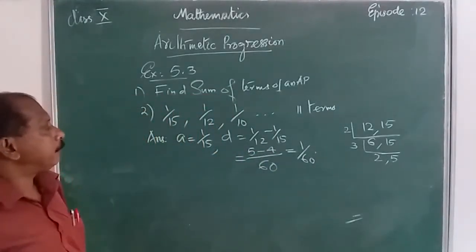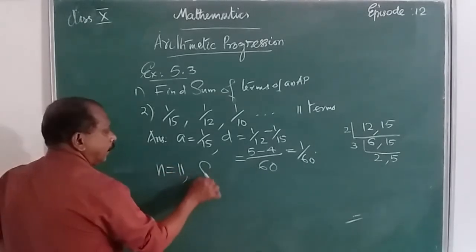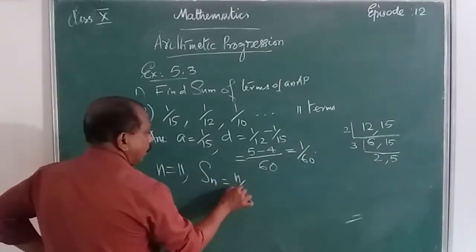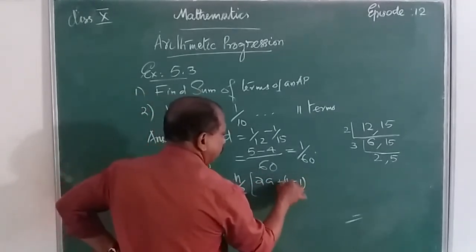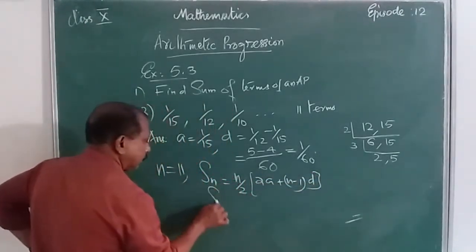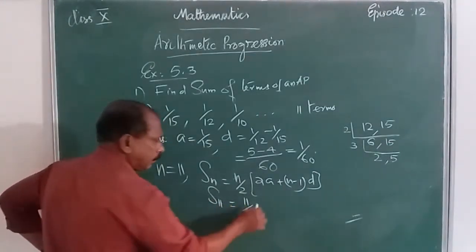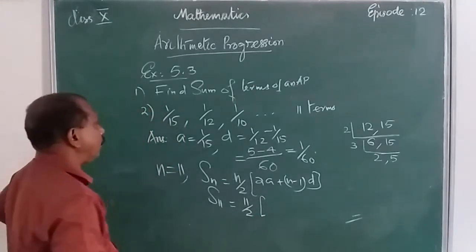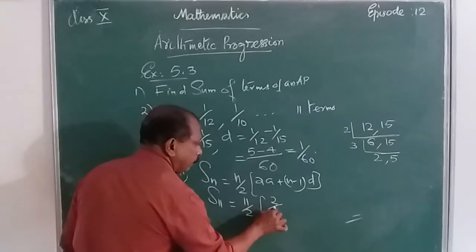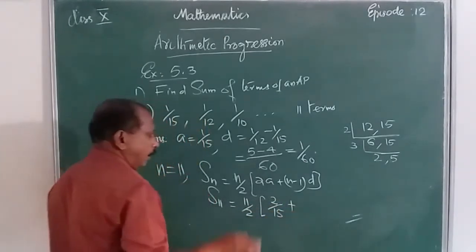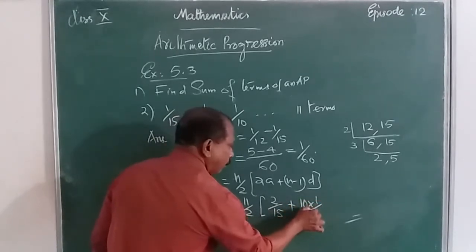Then, how many times? 11 times. N is equal to 11. Then, Sn is equal to n by 2 into 2a plus n minus 1 into d. That is S11 is equal to 11 by 2 into 2 into a, 2 into 1 by 15, that is 2 by 15, plus 11 minus 1, that is 10 into d, 1 by 60.